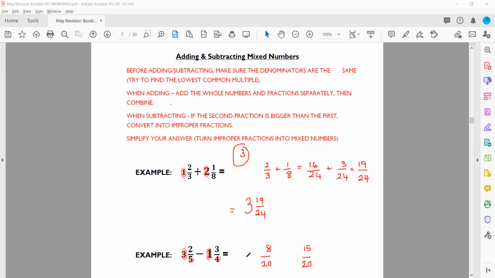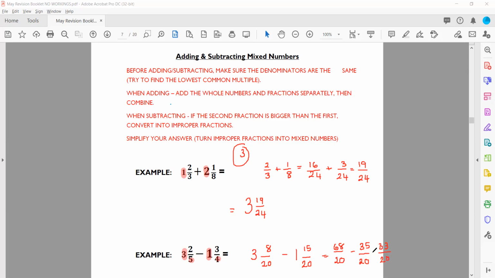So I'm just going to put the whole number 3 back in front here and the 1 here. To convert a mixed number into an improper fraction, we multiply the whole number by the denominator. So 3 times 20 is 60, plus 8 is 68. So we're going to have 68 over 20. And 1 times 20 is 20, plus 15 is 35. Take away 35 over 20. Now 68 take away 35 would be 33 over 20.